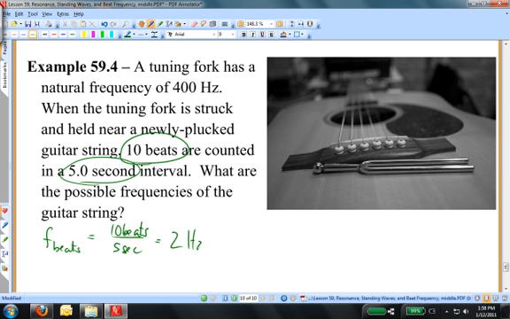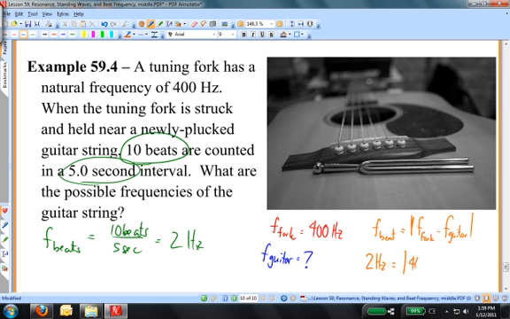which is going to be 2 hertz. So now, if I have one of my sources as the guitar and the other one the tuning fork, then I can figure out what the frequency of the guitar is. Since the beats are produced by the fork and the guitar sounding together, then I know that the beat frequency is going to be the absolute value of the fork frequency minus the guitar frequency. And if the fork frequency is 400 hertz, then what that tells me is that 2 hertz is equal to the absolute value of 400 hertz minus the frequency of the guitar.